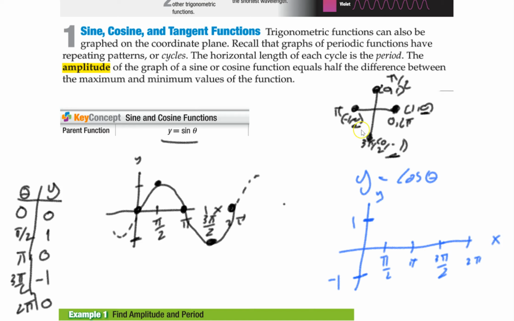So if we did cosine of 0, look over here. Cosine is the x value, so cosine starts at 1. And if we did cosine of pi over 2, cosine is the x value, so cosine is 0. Then let's move on to pi. Cosine is the x value, so cosine is negative 1. And then we move on to 3 pi over 2. Cosine is the x value, so now it's back to 0. And then we move back to where we started, which is 1 again. This is what a basic cosine graph looks like. And just like always, it'll repeat itself over and over again.